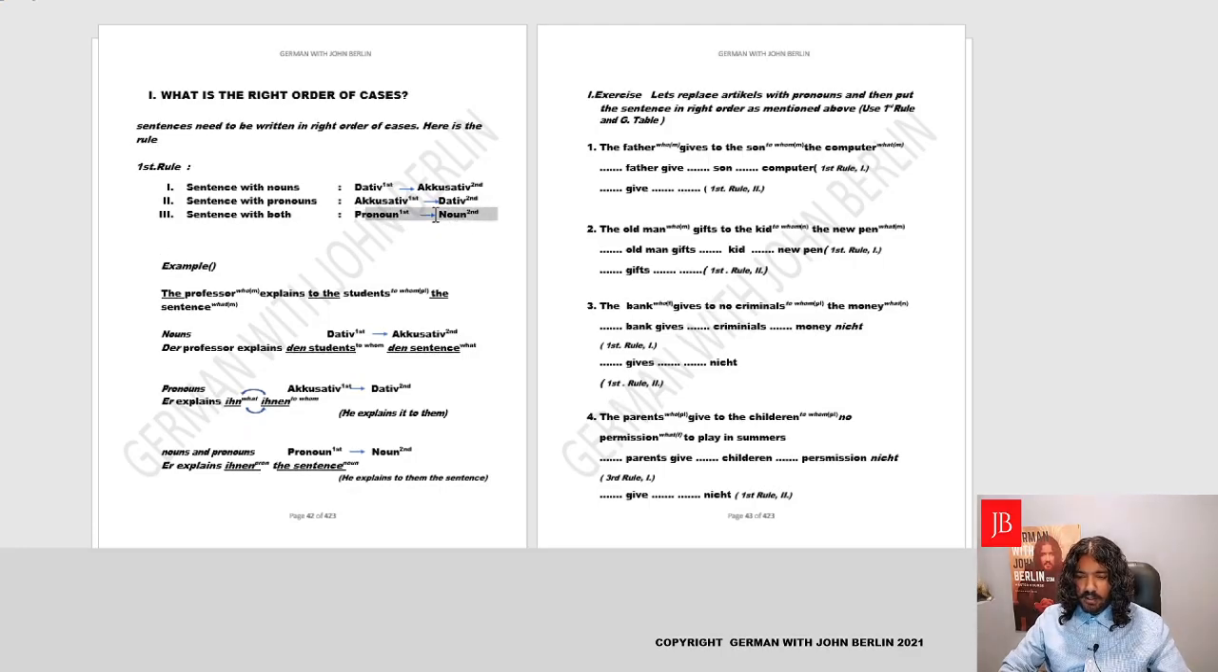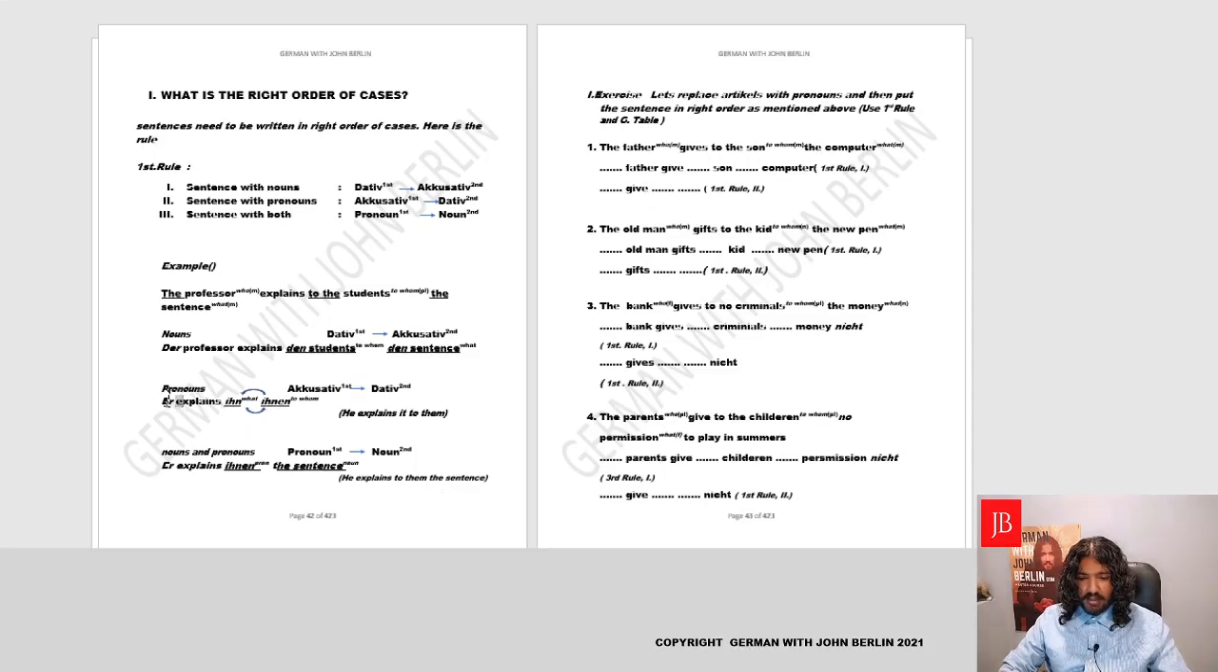Whichever is the noun will come second. This is the general thumb rule in Deutsch. The pronoun comes first, the noun comes second. For example, we could also say, he explains to them the sentence.